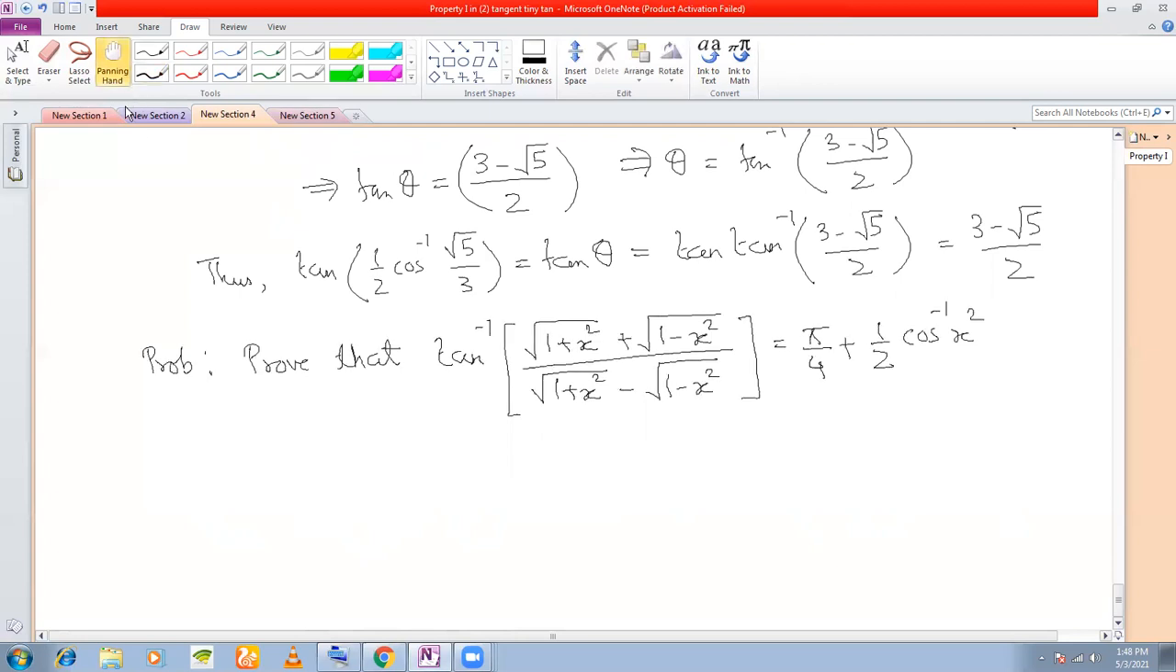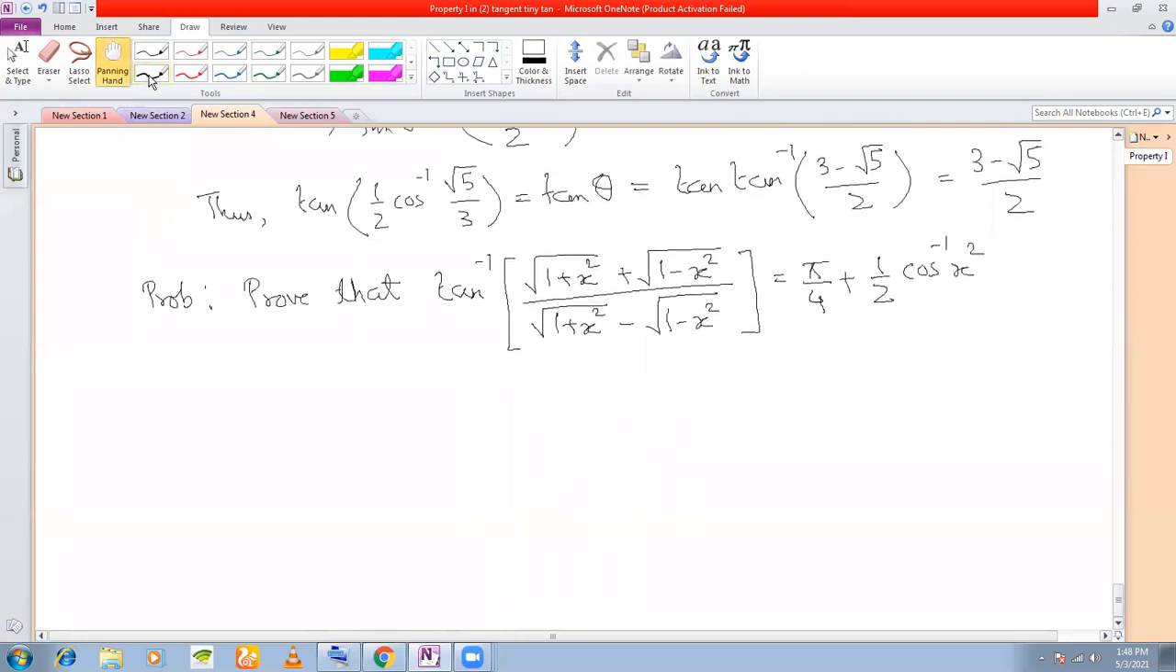Okay, this is what you have to prove. Now, this is a slightly different type of problem here. It is just a slight variation, in fact an important variation, because you will be using this kind of idea in your differentiation also.